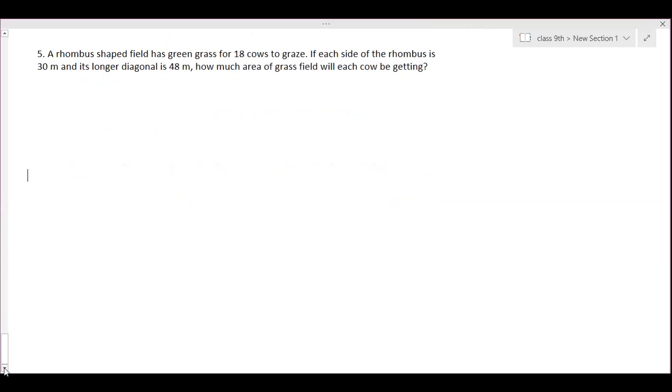Ma'am, it is 432 meters square. 432 is the total? Total is 864, sorry, ma'am. 432 is one triangle area, so two triangle area is 864. Then each cow will get how much area? 48 meters square, ma'am. Yes, right.